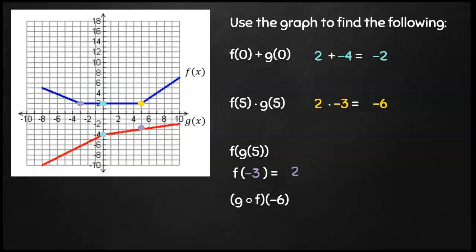We do the same thing with the last example. We have an x value of negative 6, and I have to evaluate it at the f function. My green dot has a y value of 4. So there's my new value. I have to evaluate that with my second function, which is my g function. Again, I'm going to go to my g function with my new value, which is 4. I'm going to go down, and I'm going to see that I have a value of negative 3.